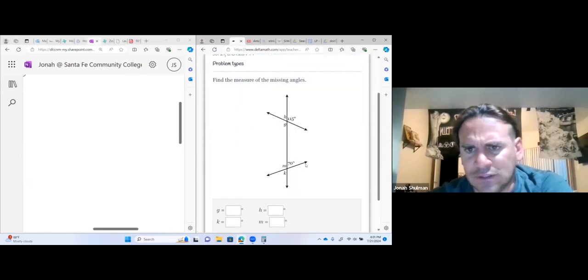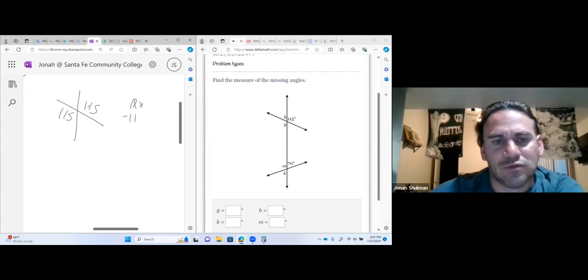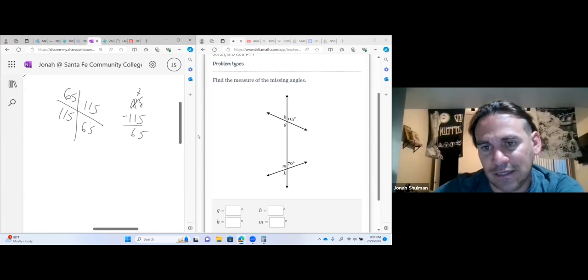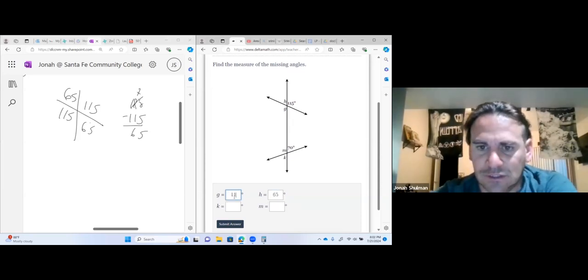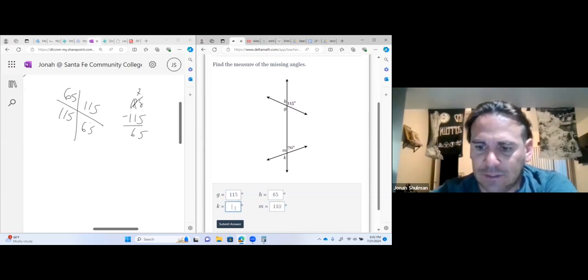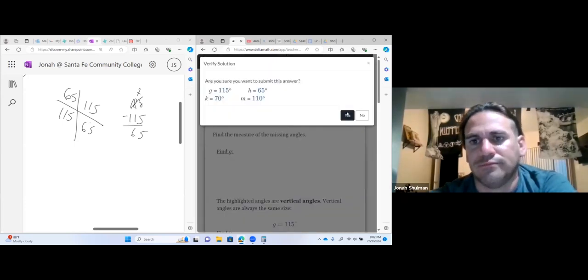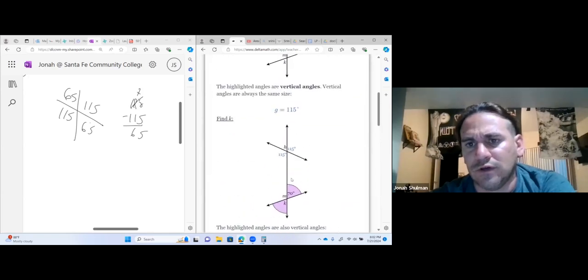Okay, crazy. So we got to find the rest of them. So we have a cross, right? If this is 115, this is 115. What is 180 minus 115? 65. So these two are 65s. And if I have 70, that makes this 110, and that's 70. So H is 65. G is 115 because they're vertical angles, they match. M is 110 and K is 70. Look at us go. Perfect. Notice that they make the 180. Notice these are vertical angles, so they're matching.